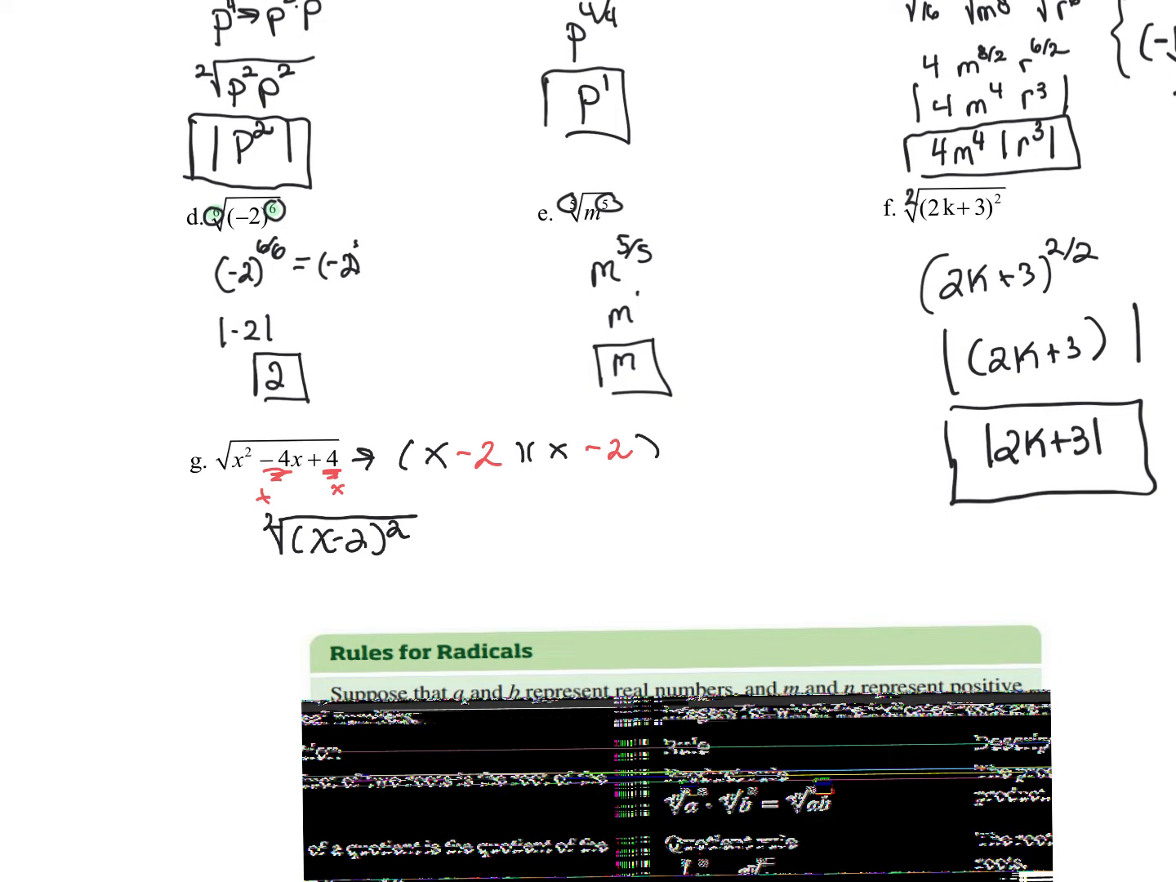There's a square power here, and the square root is the 2, which equals x minus 2 to the 2 over 2, which is x minus 2. These powers were all even, so I need the absolute value. There is your final answer.